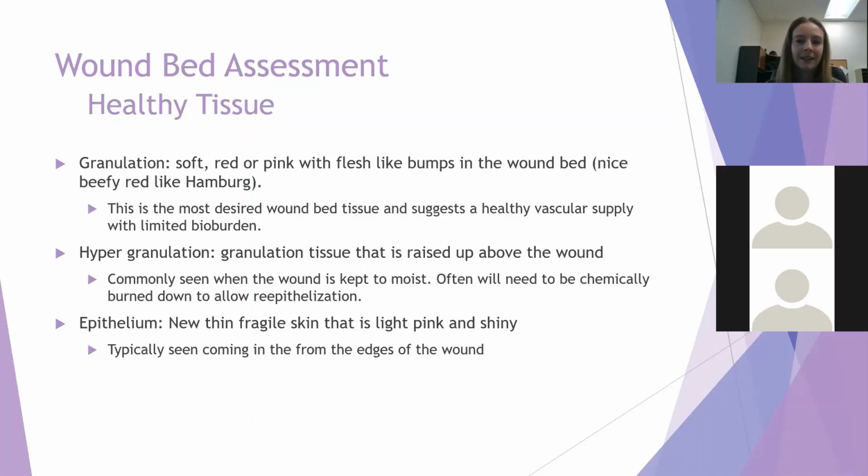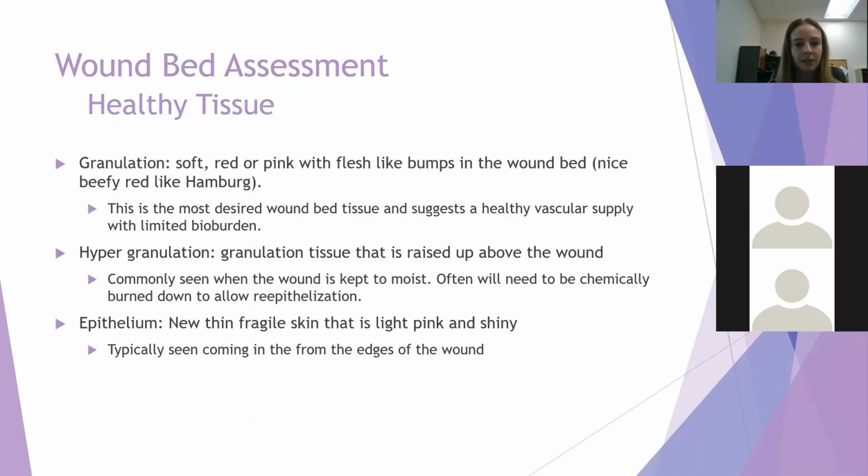Hypergranulation tissue, it is healthy tissue, but you don't want to typically see it. It's granulation tissue that's raised up above the wound. I think it's also commonly known as proud flesh. And you'll see it a lot when the wound is too moist because the cells get a little overexcited and start growing up. Oftentimes, you'll need to chemically burn it down or cauterize it to allow it to skin over.